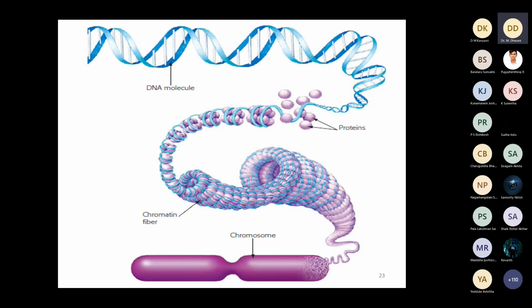These chromatin fibers, in their finally condensed form, are what is called the chromosome. Understood? So now I will play you a video. Let me tell you, the video is purely for your understanding. From the exam point of view, only this much is enough. You just need to know what DNA is, what a chromatin fiber is, and what a chromosome is.